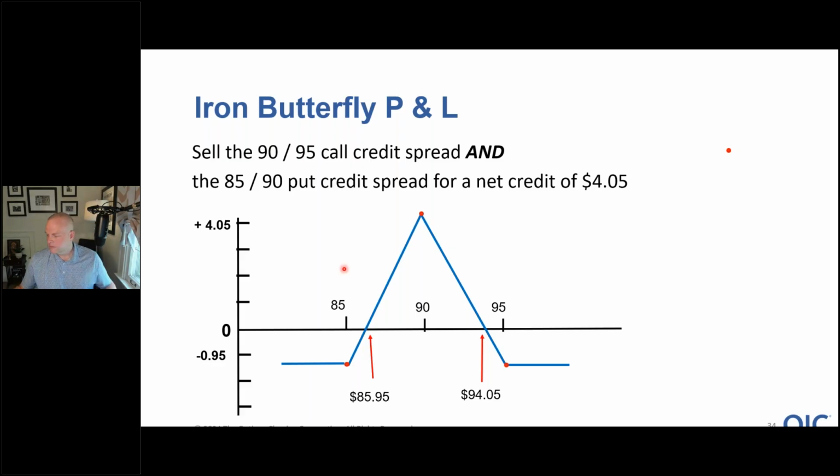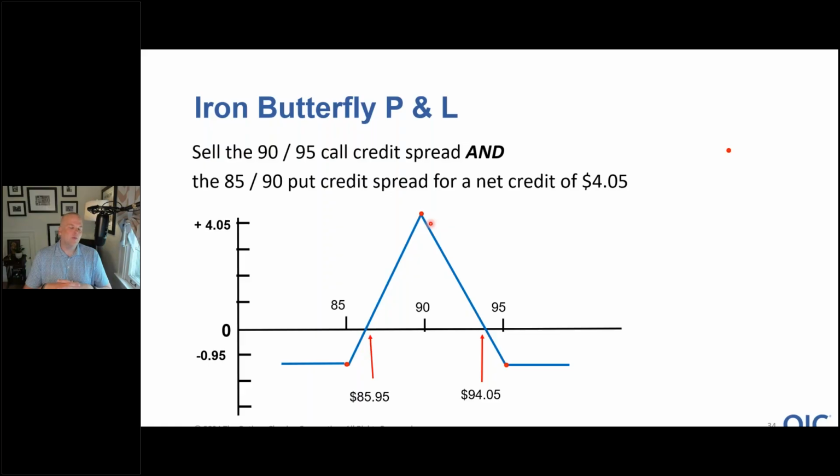Butterflies and condors, is one better than the other? Which one has more risk? Well, I guess risk is always, to me, a two-sided coin. It's all about how much you're taking in versus how much you're actually risking. The iron butterfly is going to be more sensitive to movement because of this point right here. It's going to be more sensitive to movement, but you're also taking in more premium. The iron condor is going to be less sensitive to movement, but you're also not taking in quite as much premium. And so that's what I mean when I say there's two sides to that coin. There's always two sides to that coin.